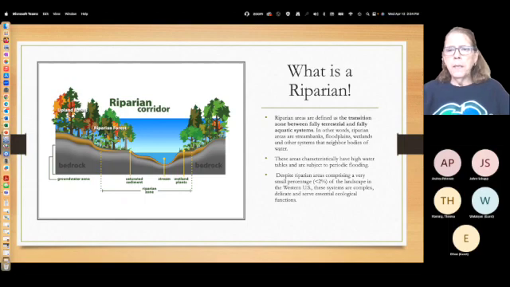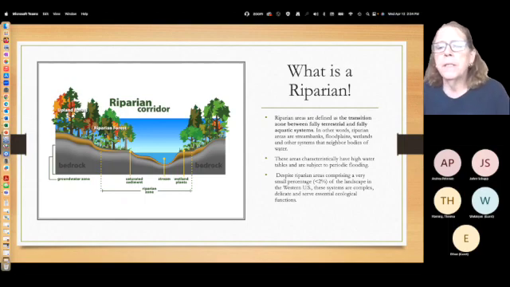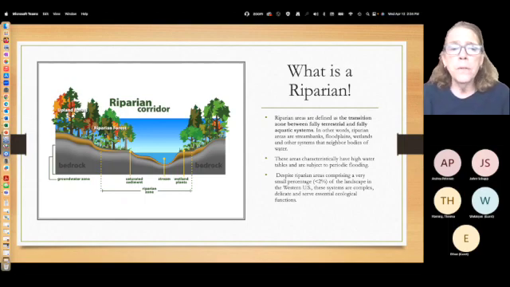Things that you need to know about it is a lot of the riparians are known for their high water tables, which is really important when it comes to flooding and how it helps control or prevent floods during the spring, during the summer, any time of the year.